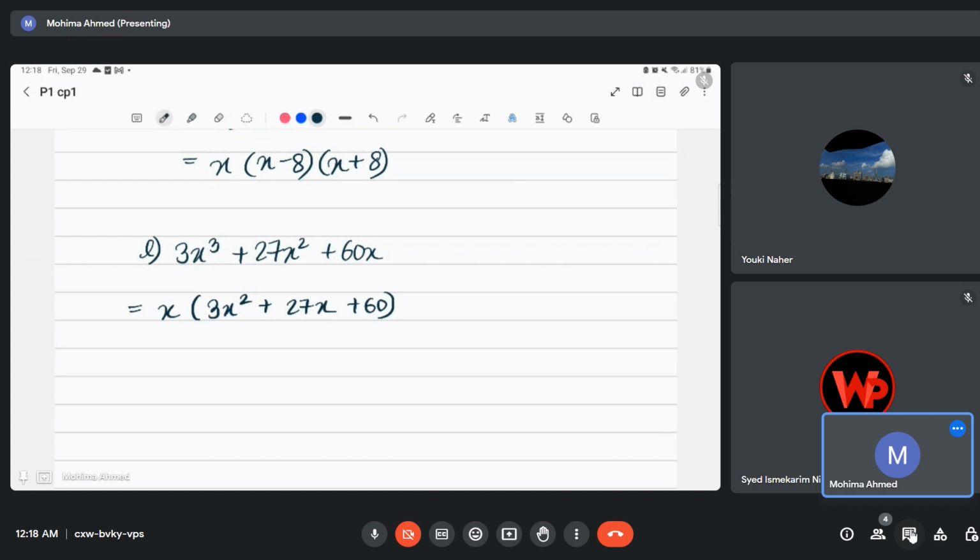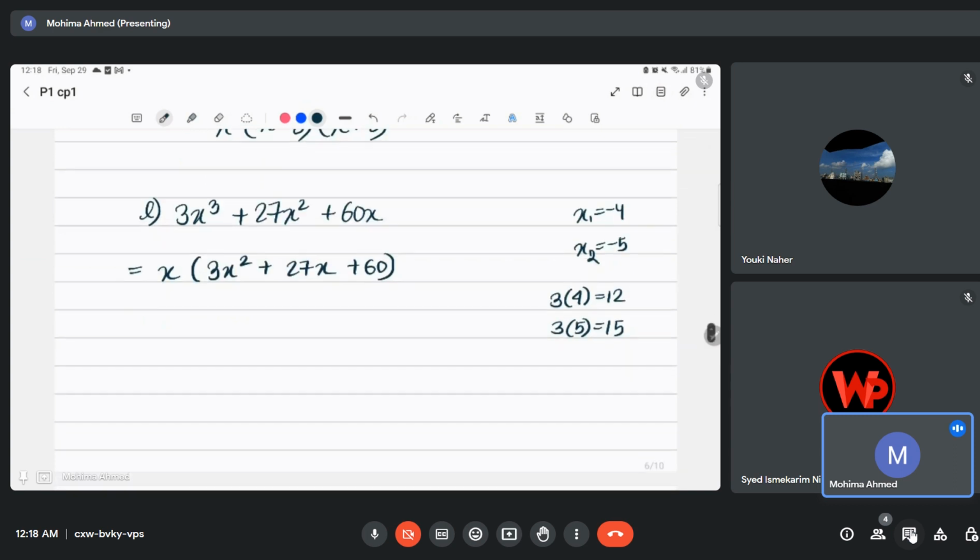x1 is minus 4 and x2 is minus 5. In this section, you're not going to consider the value for x over here. We're only focusing on the equation inside the bracket. So over here, you're supposed to split 27x, and before 27, you have 3. So you're multiplying 3 with positive 4, which becomes 12, and 3 with positive 5, which becomes 15. When you add these two together, you actually get 27. So your splitting is correct.